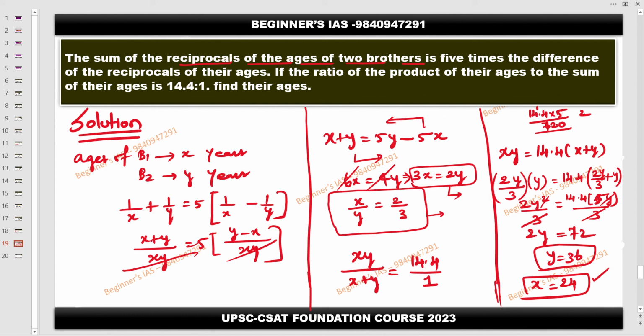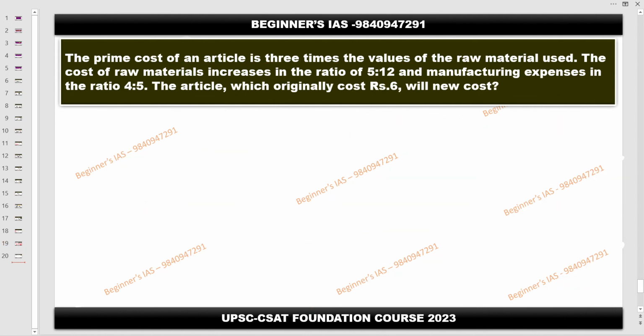But you need to be very careful with the question. If they are asking you to find out the sum of the ages or the difference between their ages, you need to be very careful with the options. That only you need to take care of. Okay, so next, the last question of this day. Read it once or twice.